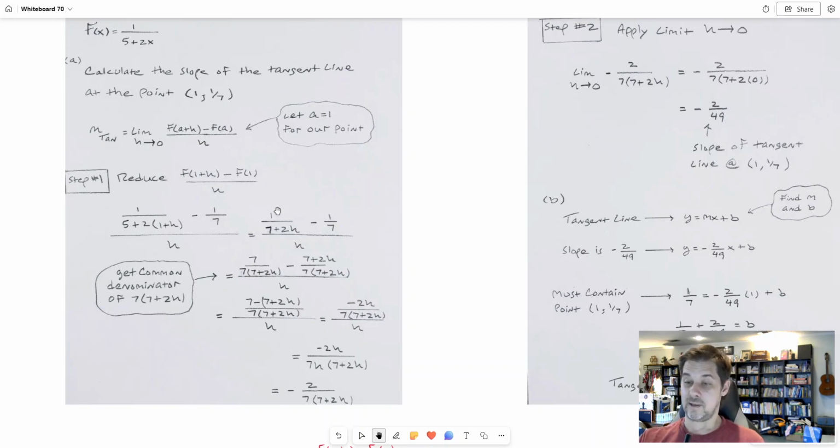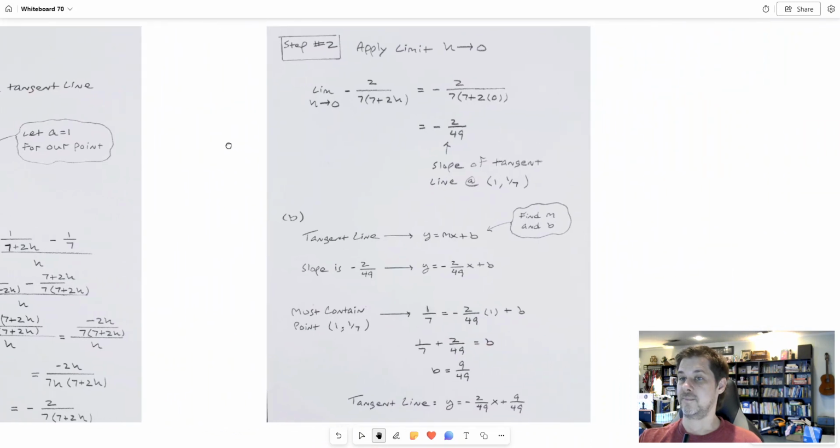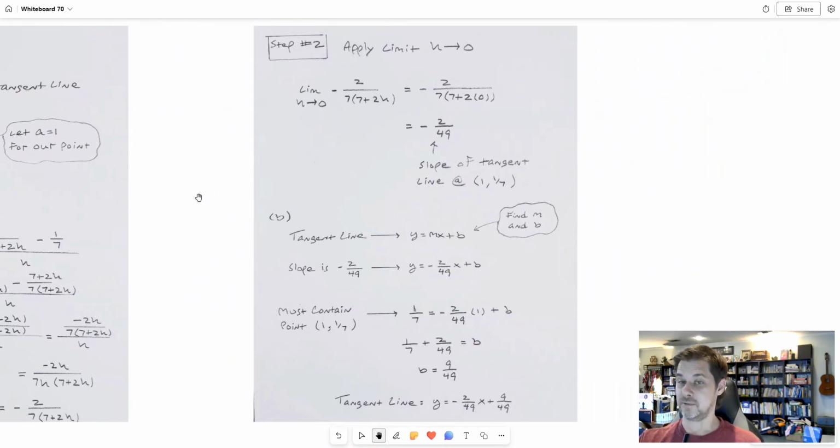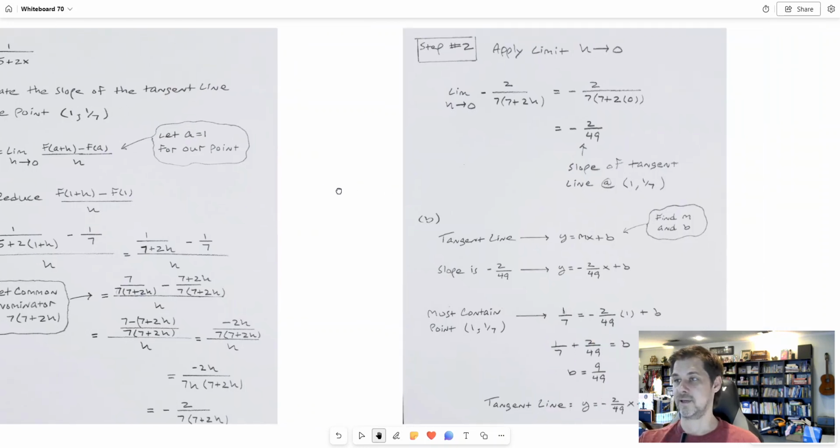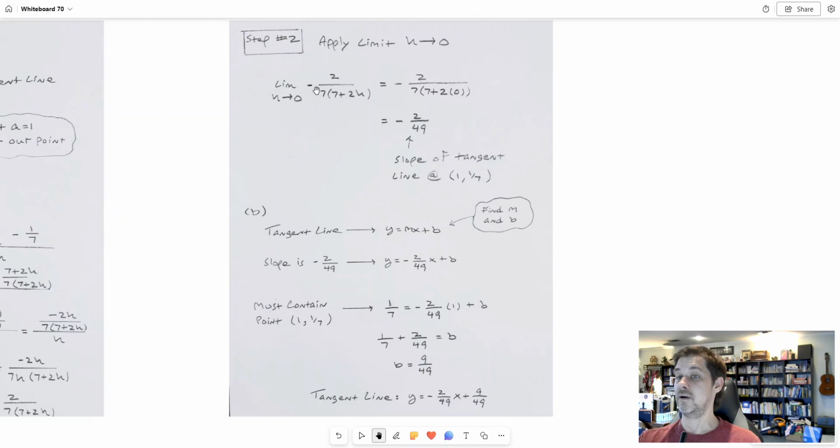At this point, I'll go to the second step. Apply the limit as h goes to 0. Once you do that, if I apply the limit as h goes to 0 here, I will get the slope of the tangent line at the point as given. Okay? So limit as h goes to 0 of negative 2 over 7 plus 2h. I can calculate this limit by letting h be 0. That's an acceptable technique here. That gives me negative 2 over 49. That's the slope of the tangent line at the point 1 and 1 over 7.